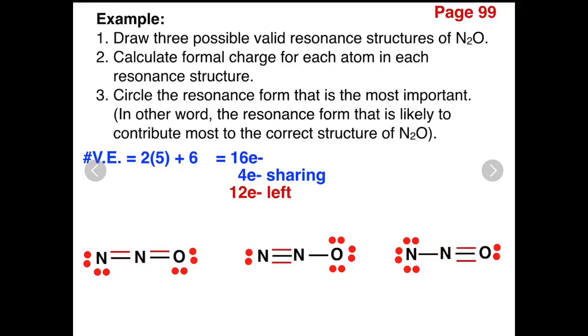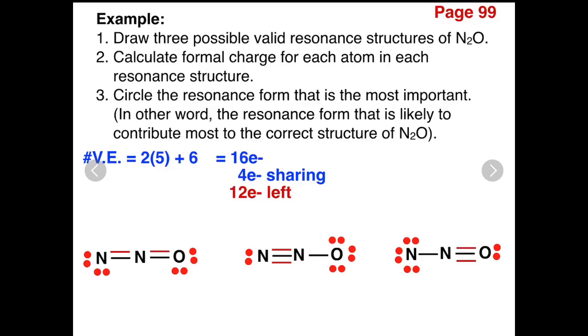You probably noticed that I did not change the order at all. Again, when we talk about resonance structures, the order has to be the same. The only difference is going to be the location of the electrons. So it can be single bond, double bond, triple bond. Those are the locations that are going to change.